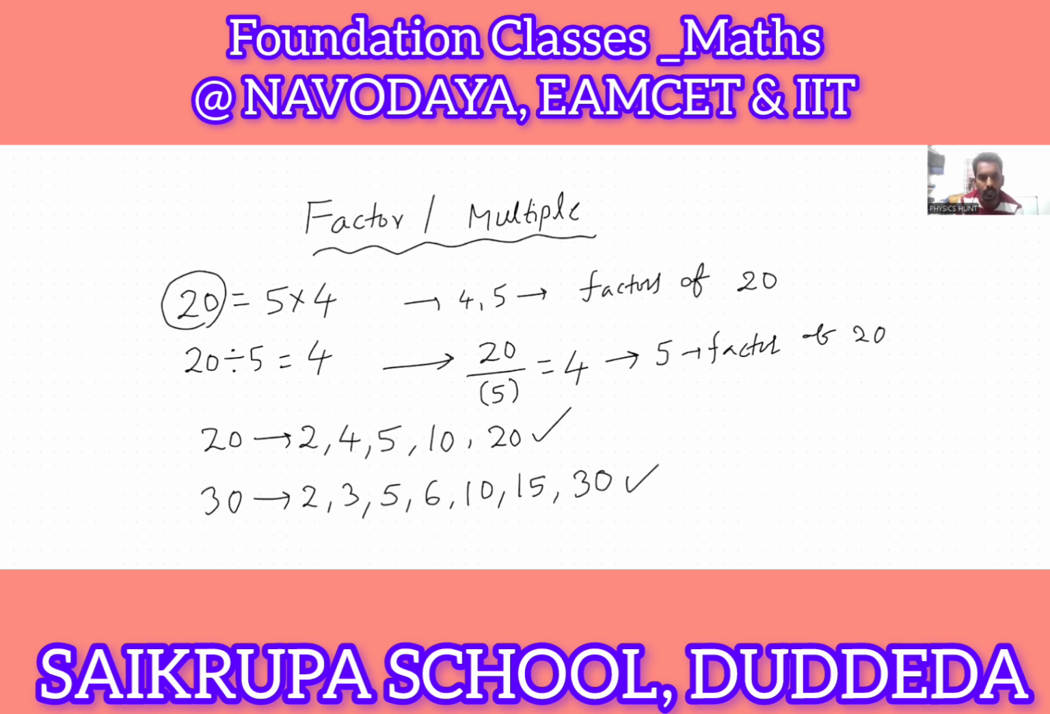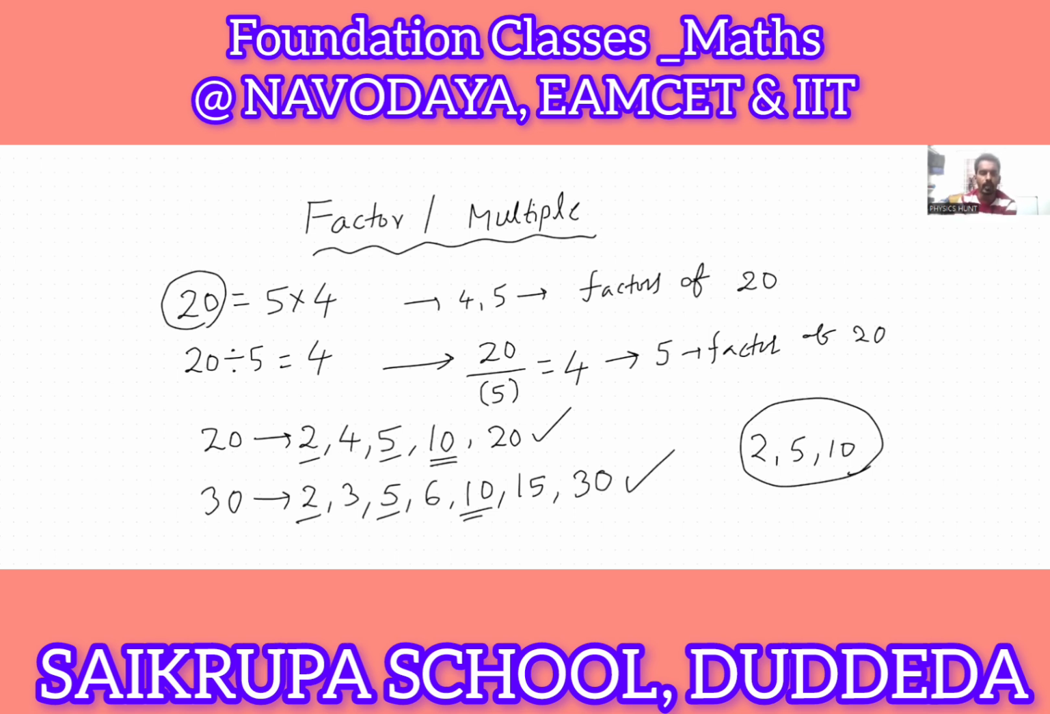Now in that, 2 is common for both of them. 5 is common for both of them. 10 is common for both of them. Like 2, 5, 10 are common. Those are called common factors. That is what we call common factors. Now here itself you can also define multiple.